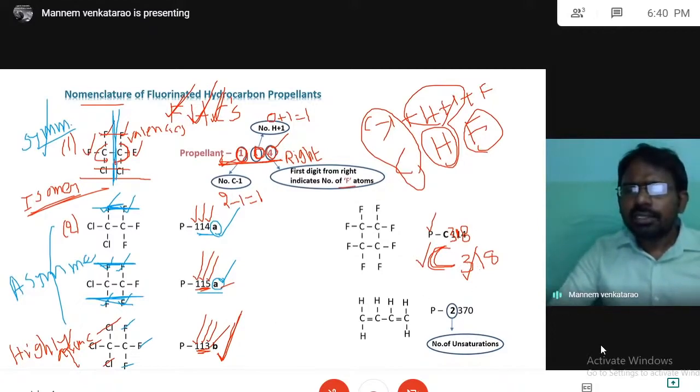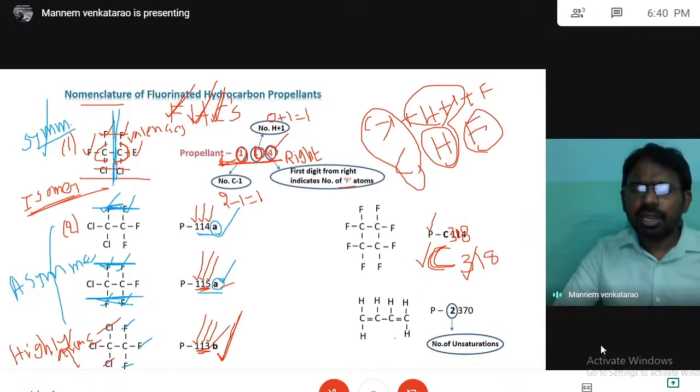Okay, next. I will correct this and I will send the material, which will not contain this wrong one. Cyclic compounds are denoted with C. C is always present before the digits, whereas A comma B is always present after the number. A comma B indicates the degree of asymmetry, whereas C indicates cyclic compounds.